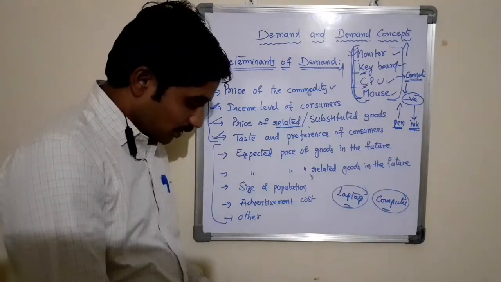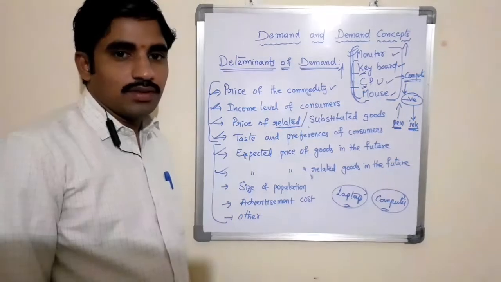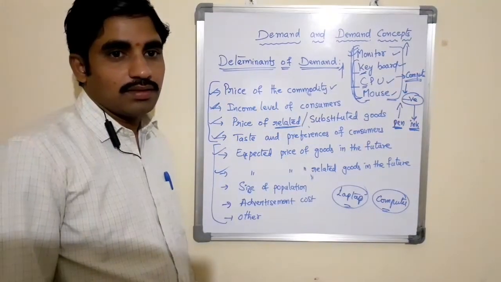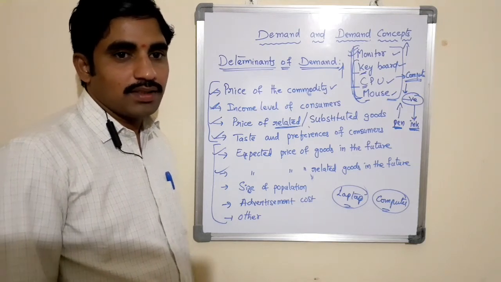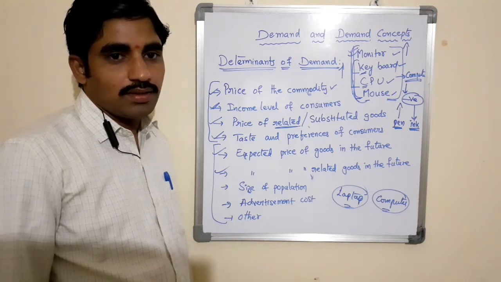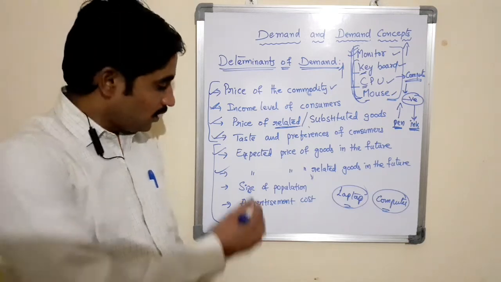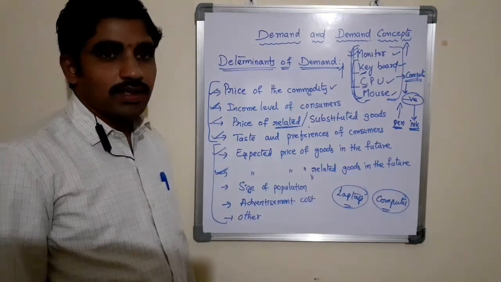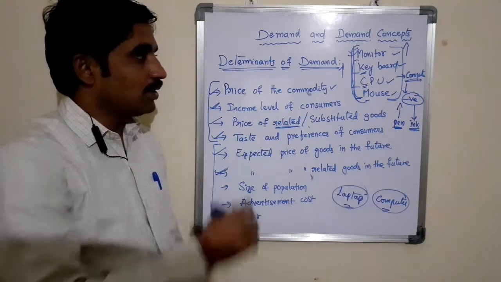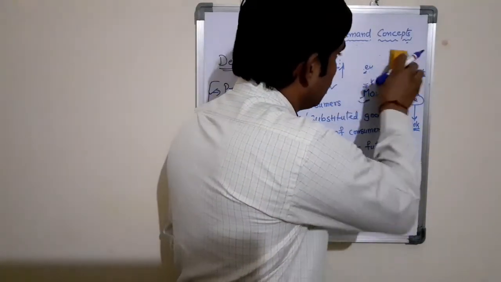And the next one, the expected price of related goods in the future. If the prices of related goods may decrease in the future, then I may postpone my purchasing decision to next month or to the future. If there is no change in the prices of the products in the future, I may purchase at present. So the expected price of related goods is also one of the important determinants which changes the decisions of purchasing.